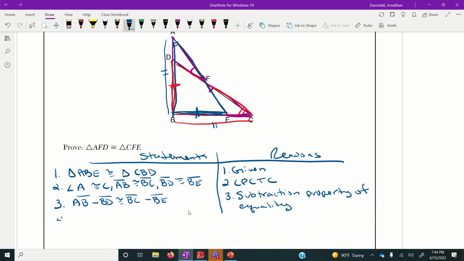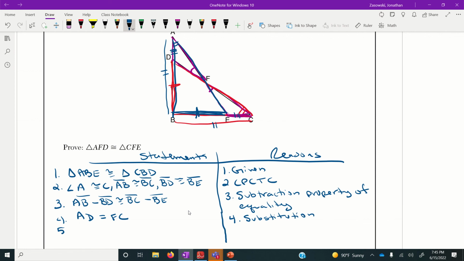And then the last thing we got to do, two things we got to do. Number one, we got to end up with these two sides equal right here. So that's next. So AD is equal to FC. And you can either use substitution or segment addition, segment subtraction. We'll go with substitution here. When in doubt, substitution, okay?